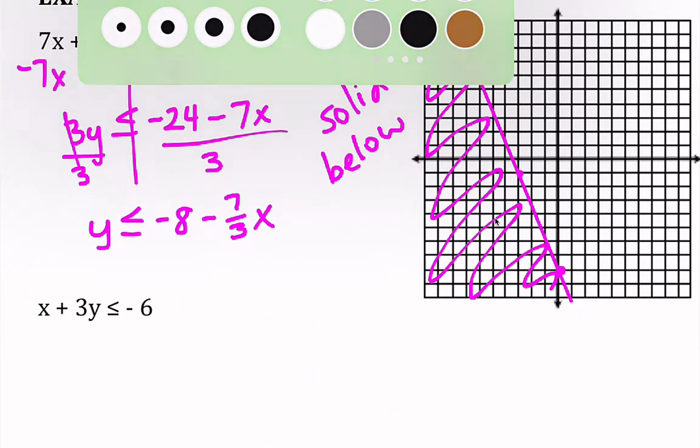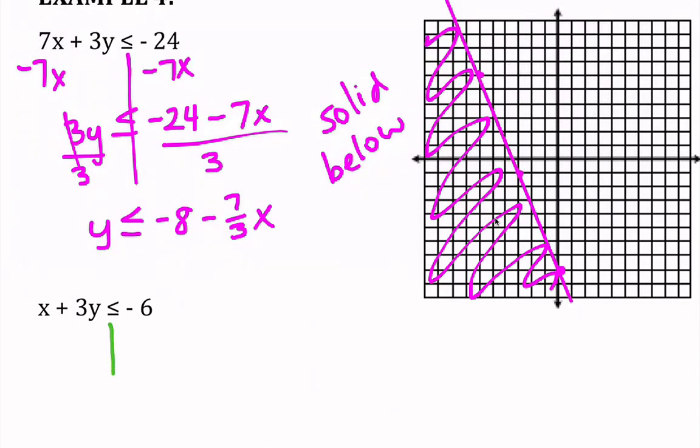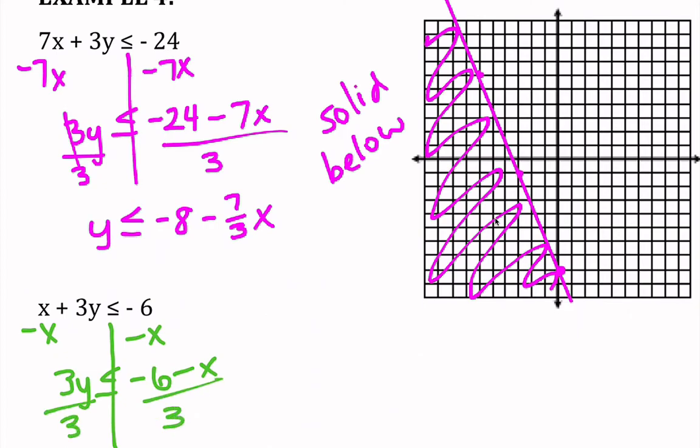So I'm picking green to move on to my next one. So I've got to solve for y, so I'm taking away an x from both sides. 3y is less than or equal to negative 6 minus x. Next step is to divide both sides by 3. So y, there is no reason to flip my sign.